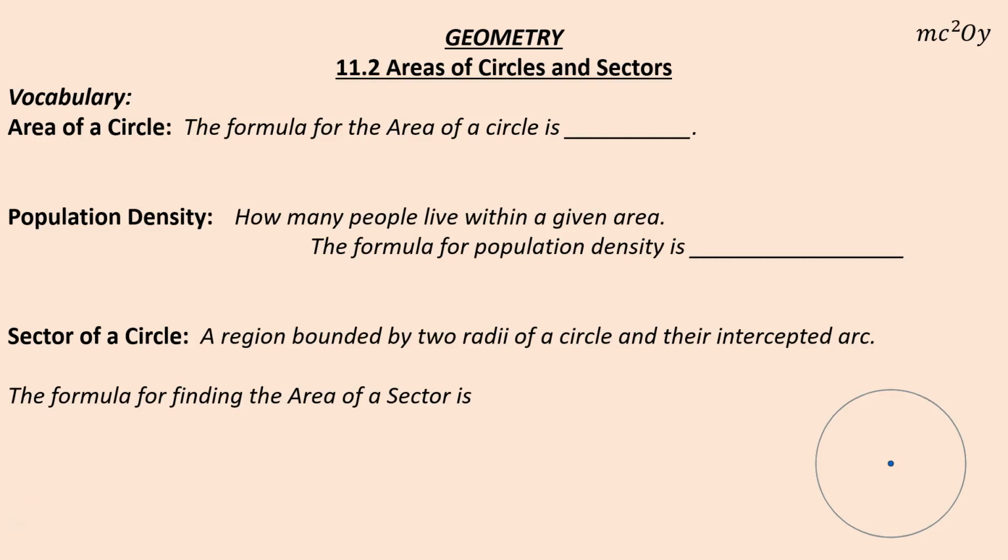All right, we're going to talk about areas of circles and sectors. Some vocabulary, just a quick reminder, area of a circle. Area is equal to pi times the radius squared.